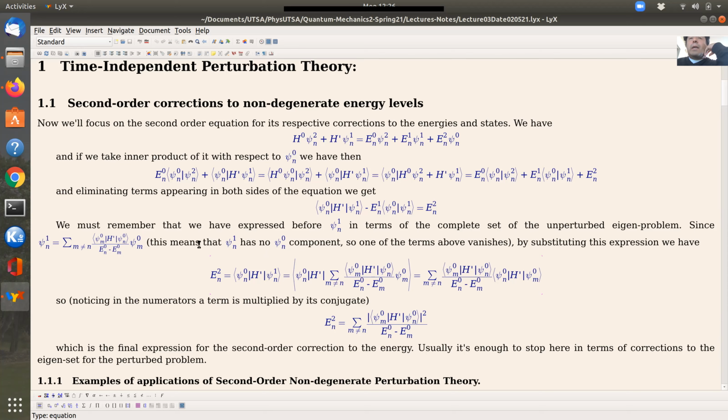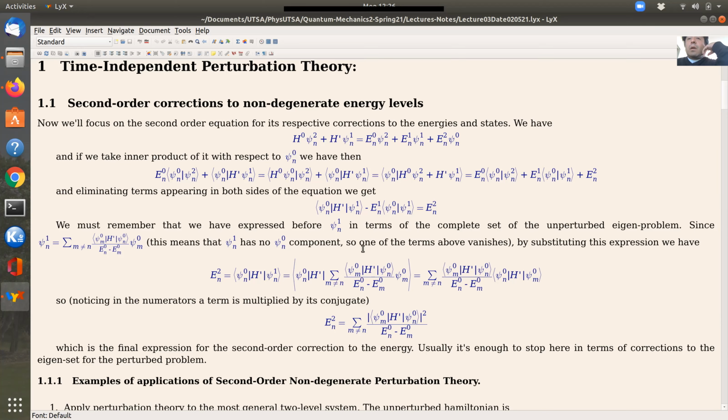As we justified last time by some sort of Gram-Schmidt procedure, psi 1n has no psi 0n component. So when you do this inner product, one of these terms is going to vanish, actually this one. Knowing that this term becomes zero, precisely because you're considering all states different to n, the second order correction is psi 0n with h prime psi 1n. So you have to plug in again this expression.